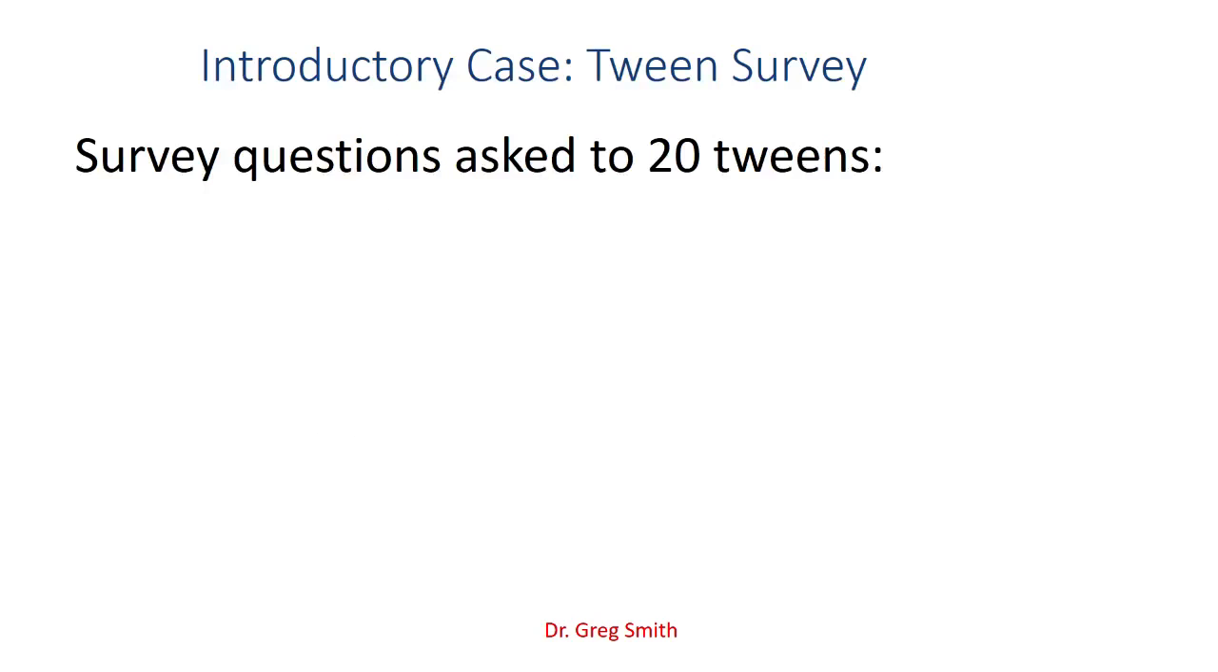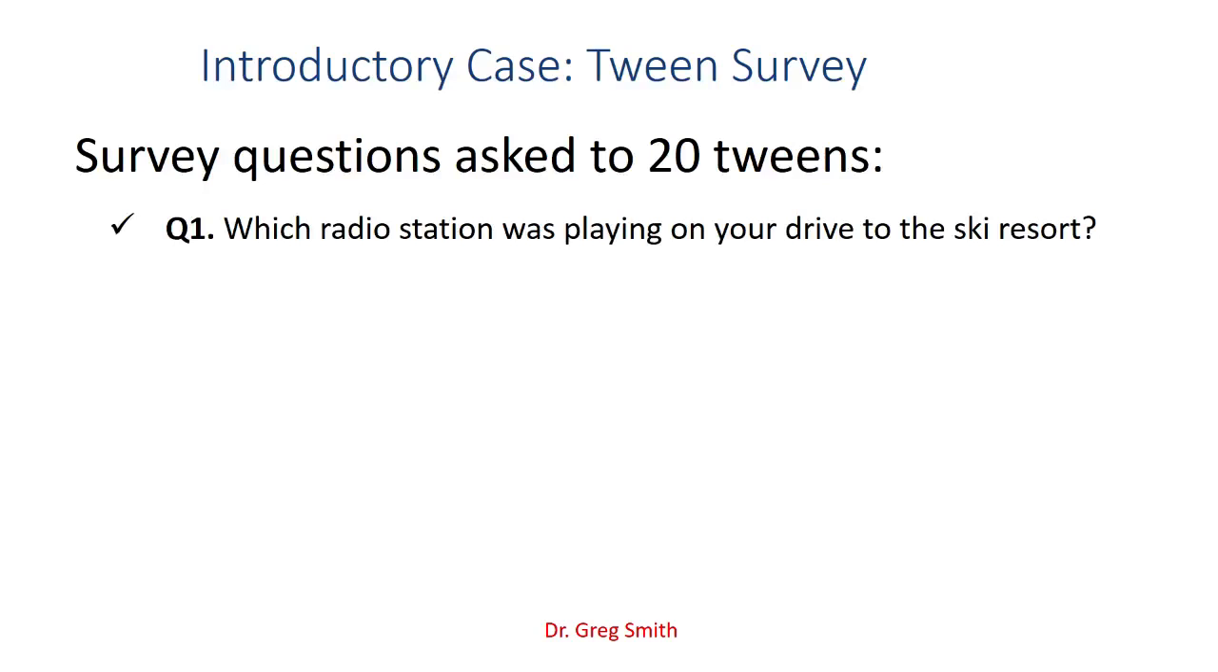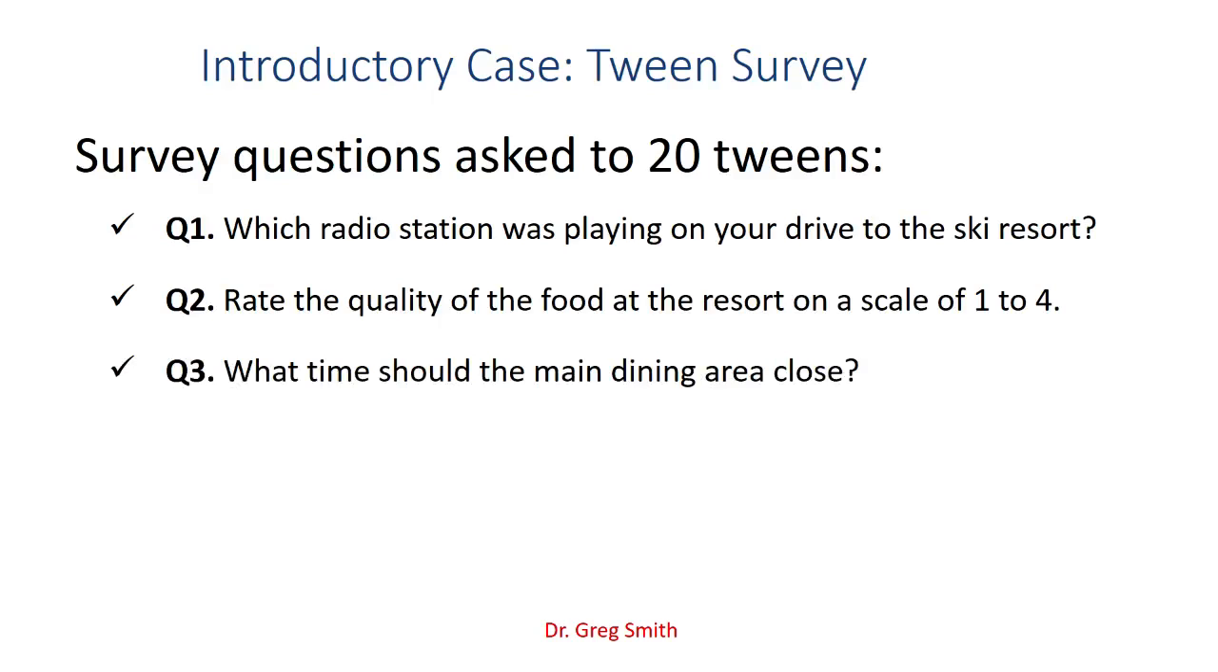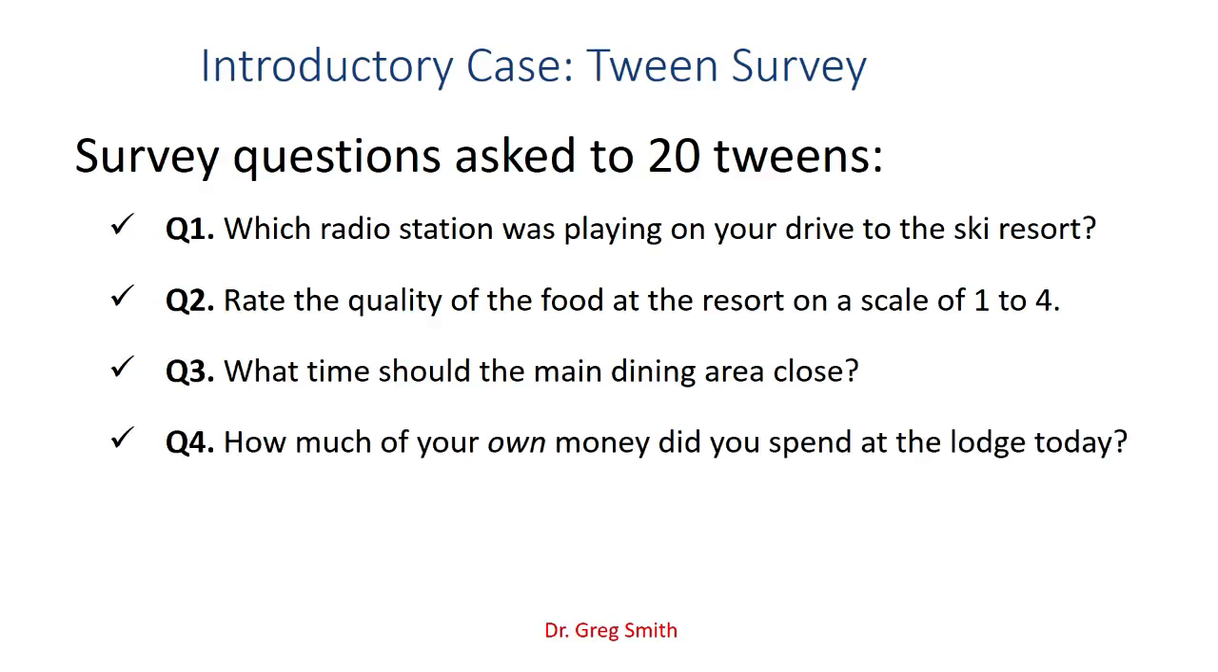Now, to introduce this, and this is a pretty simple one, we'll look at some tweens, young kids, answering some questions, such as which radio station was playing on their drive to a particular place, like a ski resort. Rate the quality of food on a Likert-based scale, 1 to 4, 1 meaning really like, 4 meaning really don't like, or vice versa. It just is a scale. What time should the main dining area close? An exact time. And how much of your own money did you spend while you're traveling?